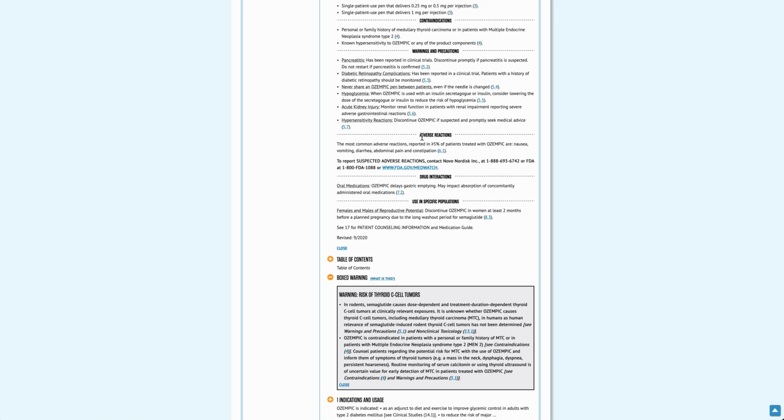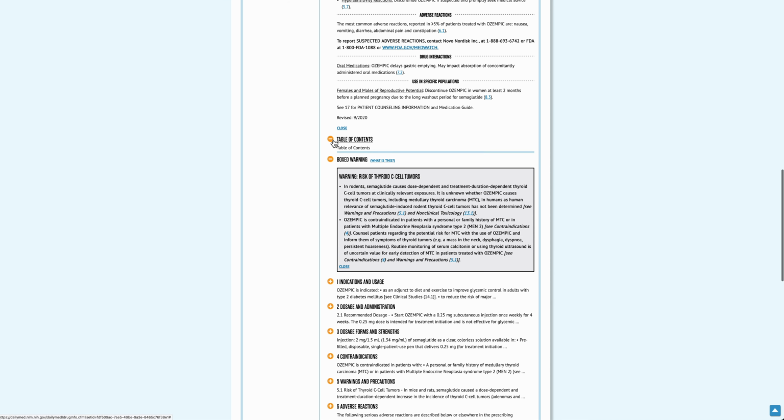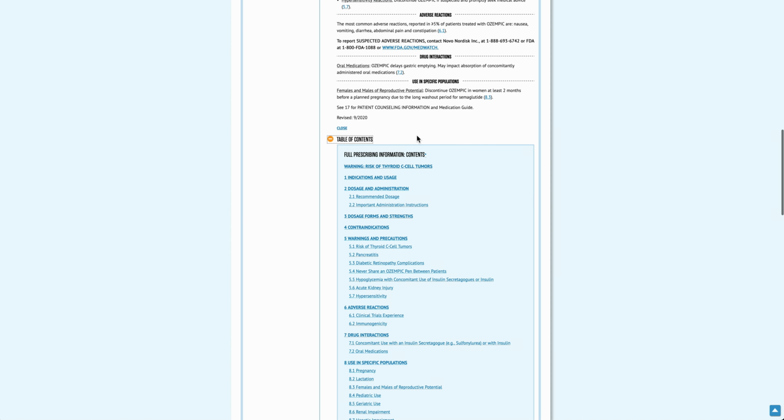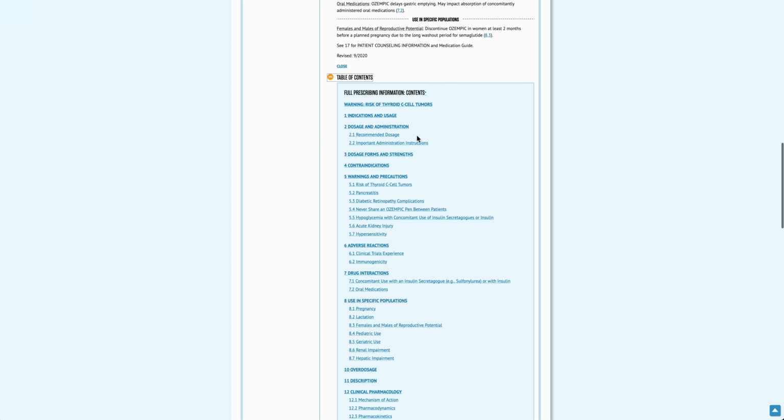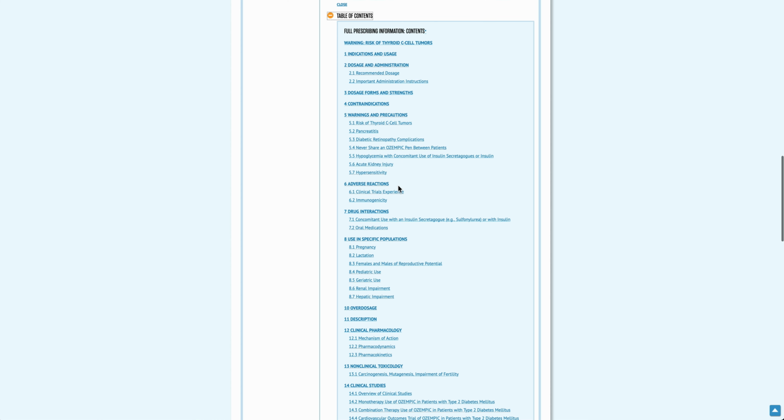So talking about again the American label here for this product, we also have a section in the label of the product on the drug interactions, then use in specific populations, and then we start with the table of contents. In the table of contents, we are going to continue again looking into or accessing the information about the recommended dose, about the important administration instructions, about the contraindications, about the dosage and forms, about the warnings, and then we talk about the adverse reactions.